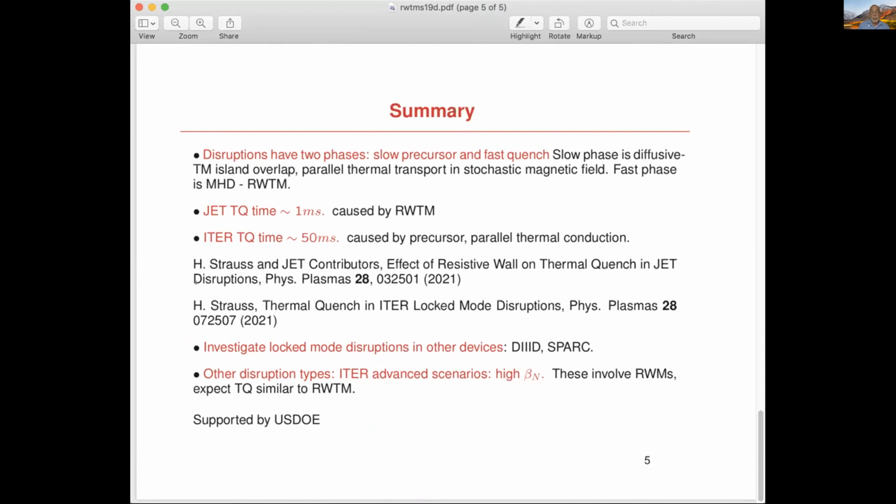If anyone's interested in more results, of course, you can ask me a question if there's any time, but I've got these 2 recent papers that appeared in Physics of Plasmas. And then I'll continue with other work.